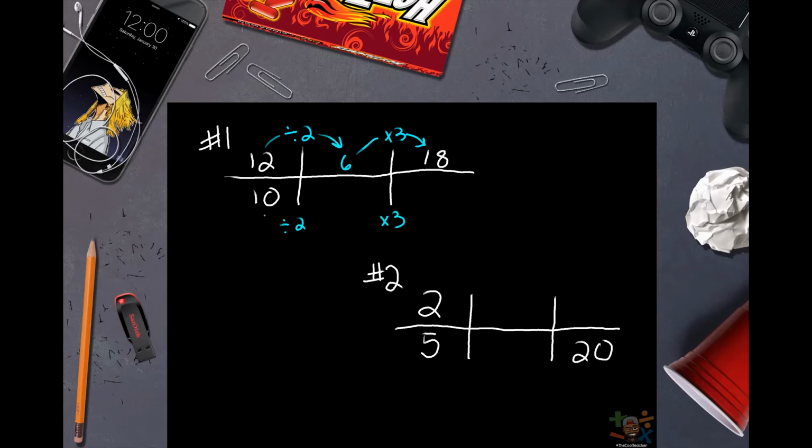So I have 10 divided by 2. 10 divided by 2 is actually going to give me 5. So that's how I get 5. Then I take 5 and multiply it by 3. That'll give me 15. So if I look here, my ratio table is complete, and I filled in every single space that I have. Okay?